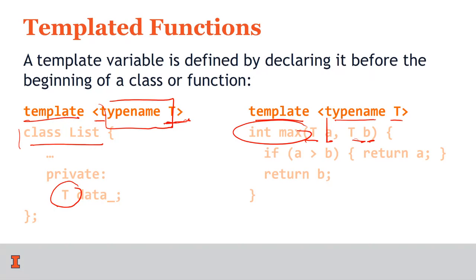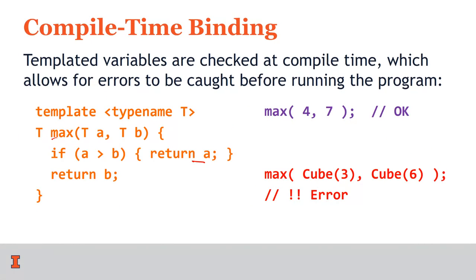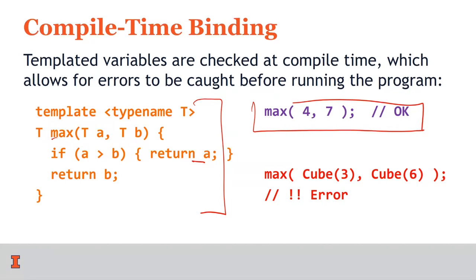Let's see how this actually gets instantiated when we run and compile this code. Templated variables are actually checked at compile time, which allows for errors to be caught before we even run our program. Consider our max function, which we saw earlier. We might call max of 4 and 7, asking the program to find the maximum of 4 and 7. Because these variables are both integers, it's going to instantiate a templated version of the max function with integers.